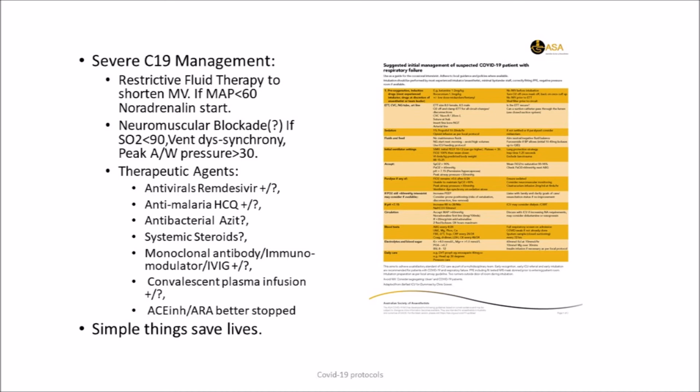Although many treatments have been used for C19 anecdotally or as trials, none have been shown to be effective for sure. Antivirals, hydroxychloroquine, antibacterials, steroids, immunomodulators, IVIG, and convalescent plasma are all under investigation in large trials for their efficacy. Hopefully the results will be released in a few months' time. However, we should all keep in mind that simple things can save lives.